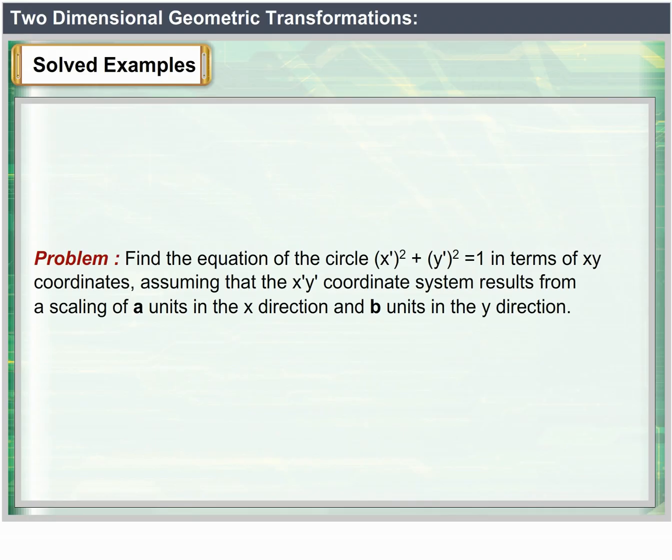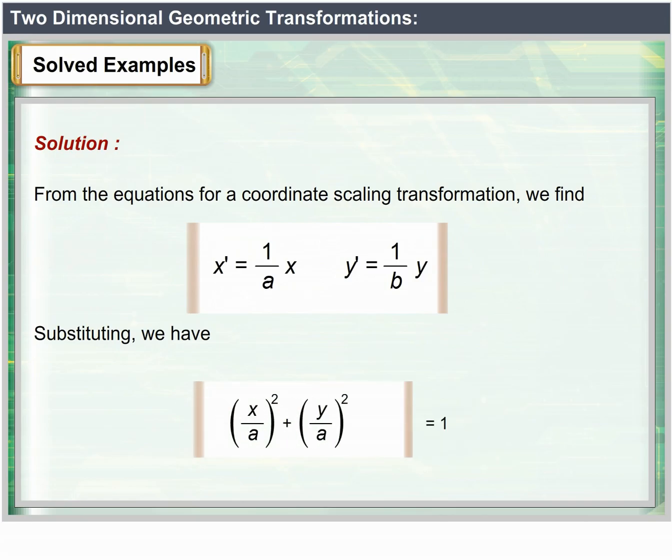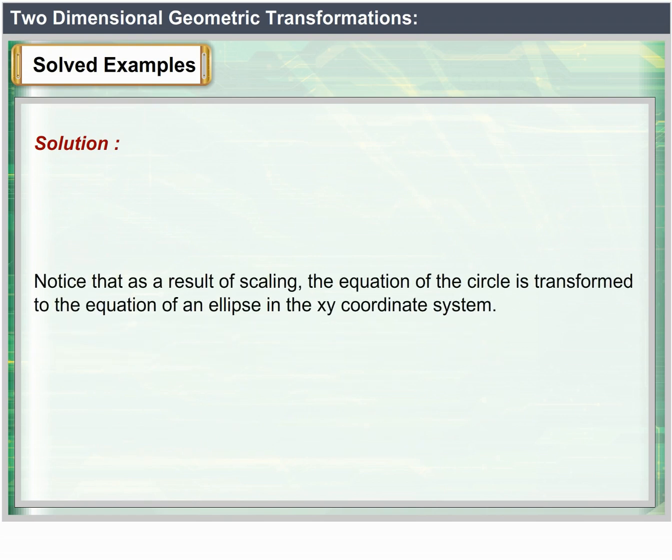Problem. Find the equation of the circle x′² + y′² = 1 in terms of xy coordinates, assuming that the x′y′ coordinate system results from a scaling of A units in the x direction and B units in the y direction. Solution. From the equations for coordinate scaling transformations, we find x′ = (1/A)x, y′ = (1/B)y. Substituting, we have the following equation. Notice that as a result of scaling, the equation of the circle is transformed to the equation of an ellipse in the xy coordinate system.